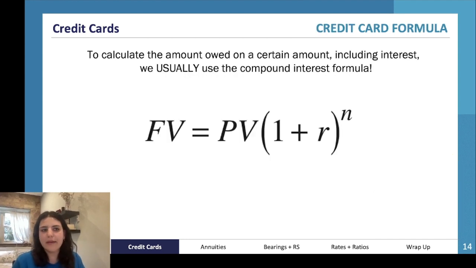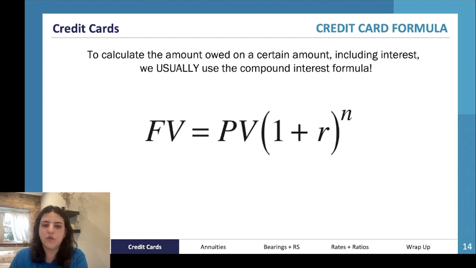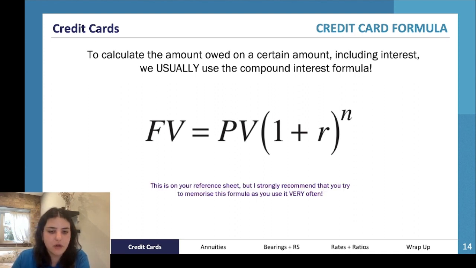Okay, so to calculate the amount owed including interest, nine times out of ten we're going to use the compound interest formula. This is on your reference sheet, and you've also dealt with it if you've done compound interest. The future value is the amount that will be owed or that you'll make, depending on the question. For a credit card question, it's owed. This is the present value, how much we currently have to pay back, and then this is where we're working out fees.